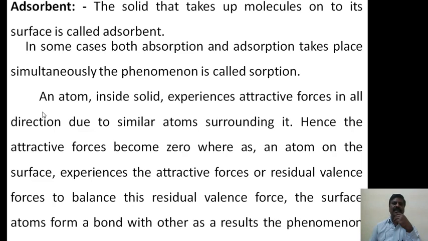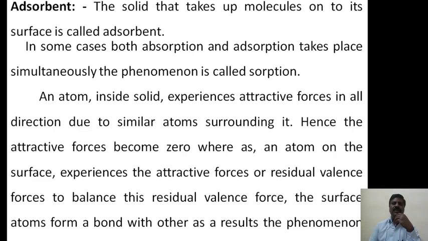Then adsorbent. Adsorbent is nothing but the solid that takes up the molecules on its own surface. Adsorbent is particularly a solid or a rough surface which takes the molecules of the gas or liquid on its surface.